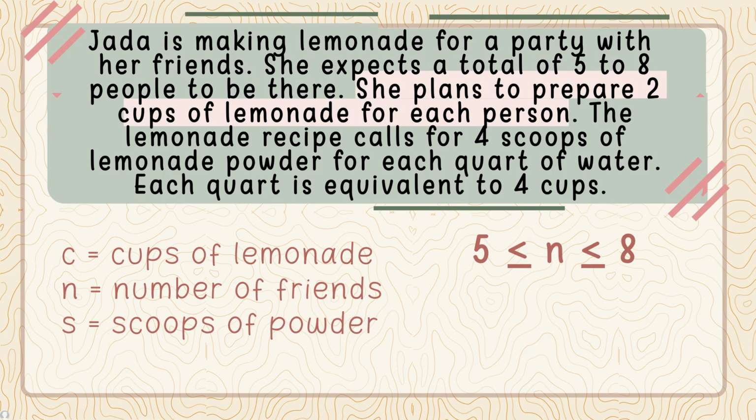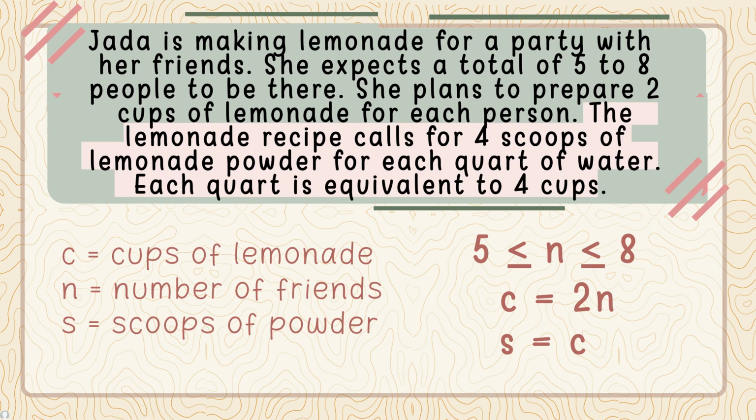We also see that she plans to prepare 2 cups of lemonade for each person. So we can write this as C equals 2N, since the number of cups she needs will be 2 times the number of friends that are there. And then we see that the lemonade recipe calls for 4 scoops of lemonade powder for each quart of water, and each quart is equivalent to 4 cups. We can write this as S is equal to C, since there are 4 scoops of lemonade powder and there are 4 cups in each quart.